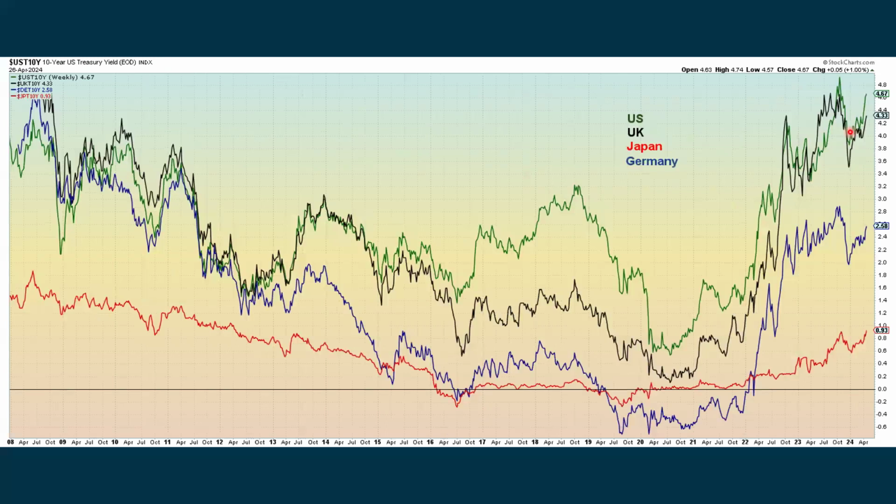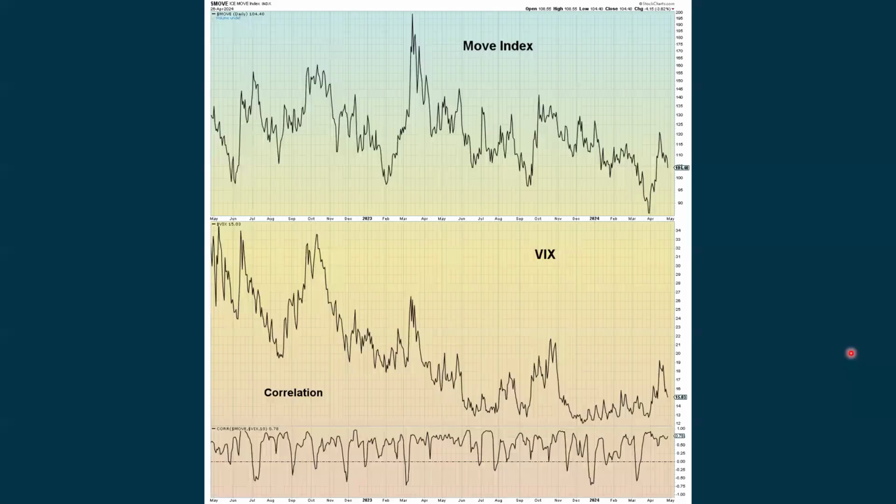Then we look at a weekly chart internationally, where the US has the highest rates, followed by UK rates, and then German rates, and then Japanese rates. And they've all been going up lately. This is a kind of a new index on top. This is the MOVE index, which tries to measure the volatility of bonds. It's only been around a few years, so it's hard to do a lot of historical testing on this.